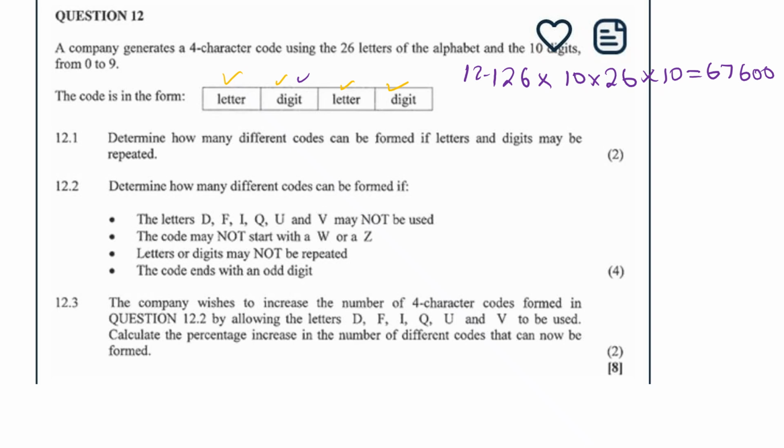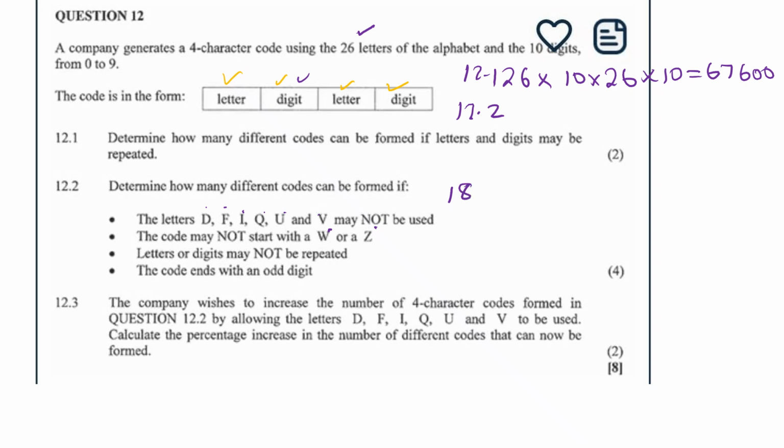67,600. Good. Therefore now 12.2. How many different codes can be formed if the letters D, F, I, Q, U, V may not be used? For the letters, it is 26 letters in total minus 1, 2, 3, 4, 5, 6, right? Therefore now we will be left with 20. The code may not start with W or Z. Therefore now 20 minus 2 for W and Z. Therefore now we have 18, right?